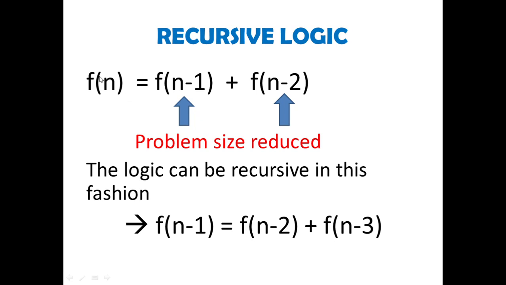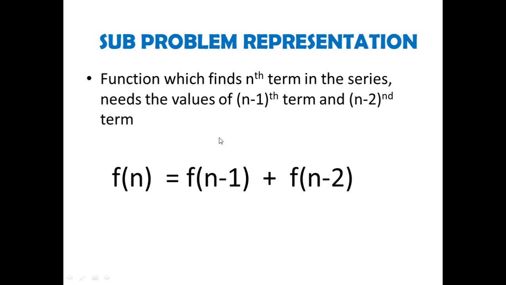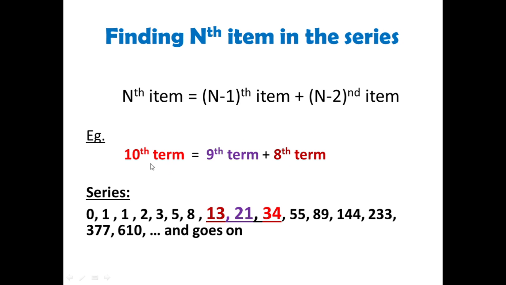How is it reduced? We were looking for finding the nth term. Now to find the nth term, we need the n-1th term and the n-2nd term. Say for example, if I need to find the 10th term, I need the 9th and 8th. So now I don't worry about finding the 10th term. We worry about finding the 9th term and the 8th term. So the number got reduced.